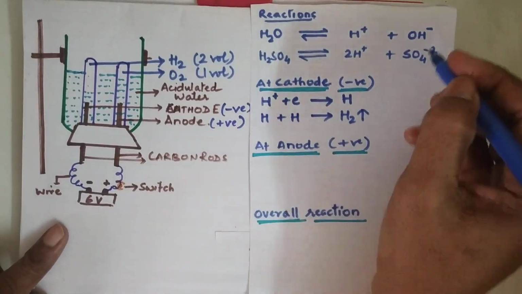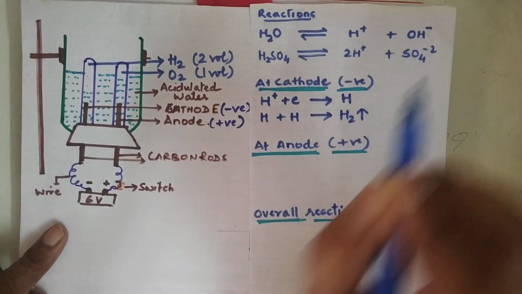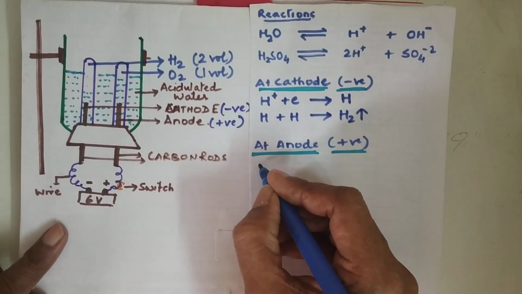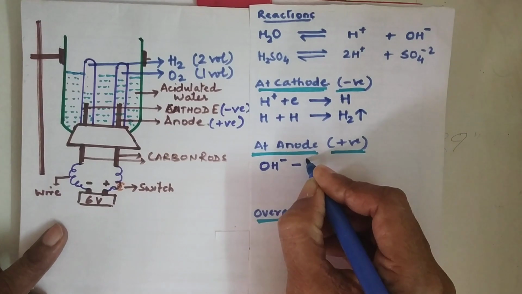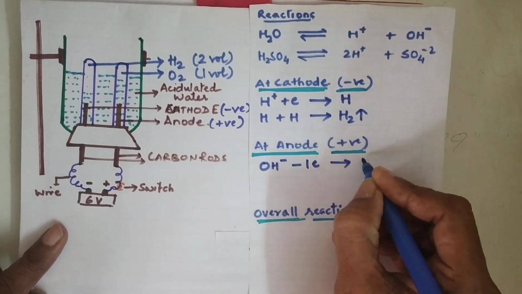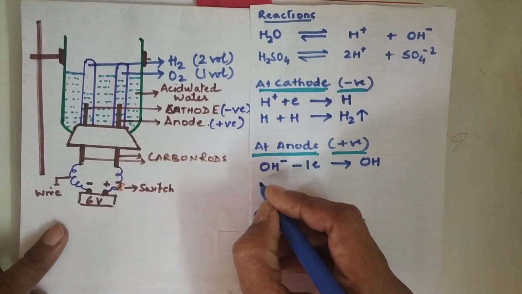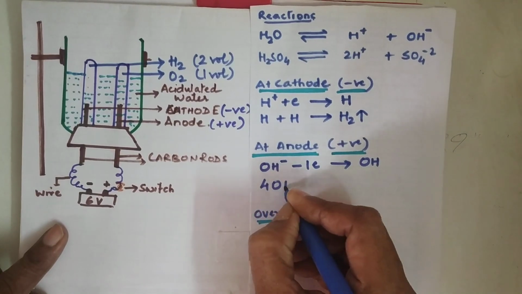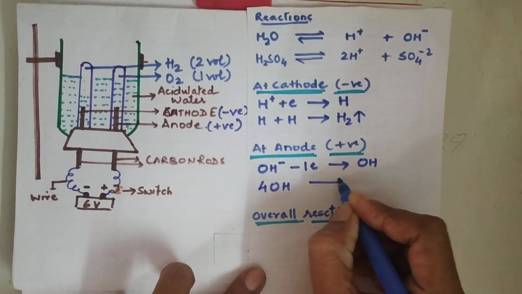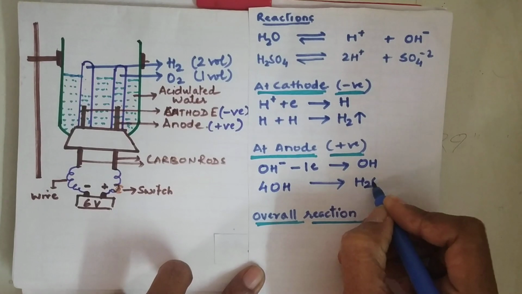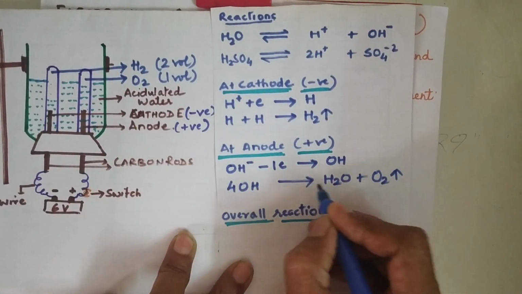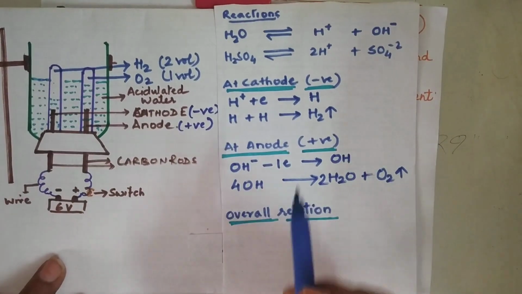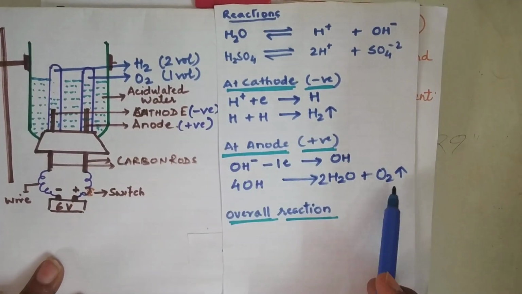At the anode, it is the hydroxide ion which is discharged, not the sulfate ion. How is it discharged? The OH- ion loses one electron to form the neutral OH group. Four such OH groups will combine among themselves to form water. Along with that you will get oxygen gas. Balance it. So at the cathode you get hydrogen gas, at the anode you get oxygen gas.